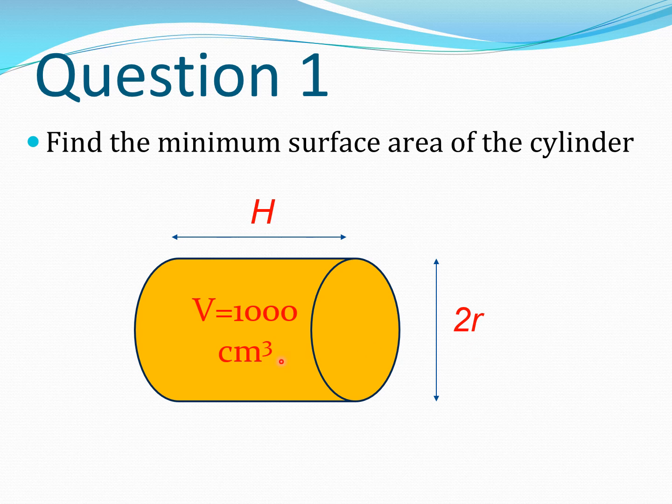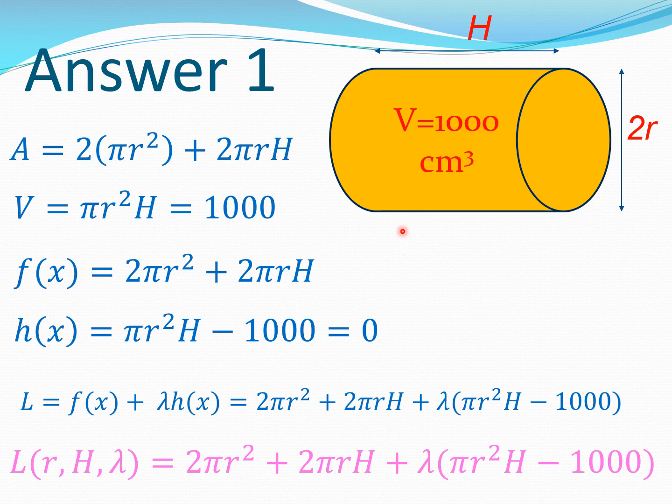Now, what is specified is that the volume of this cylinder is fixed. So this could be some value. So here it's given that volume is 1000 centimeter cube. Now, what we are going to do is we are going to solve this problem as an optimization problem. So the first part of this problem is to convert this problem into what is known as a math model. And this is the modeling process which is very important.